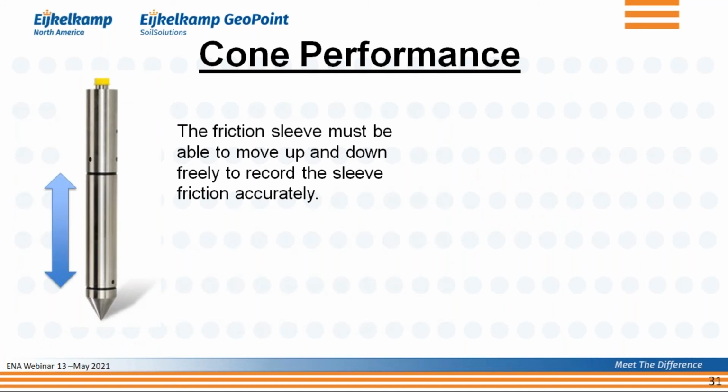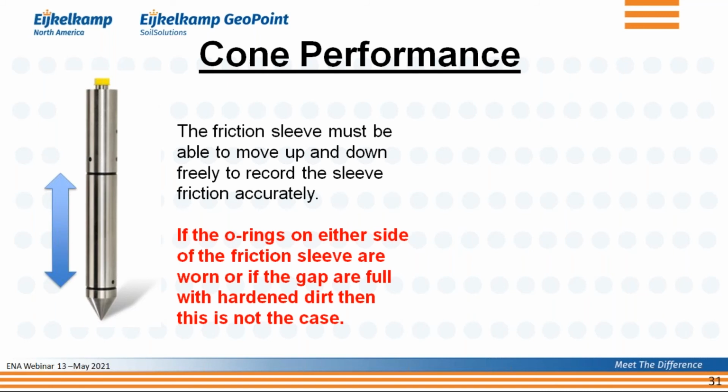Third part, as we keep moving up the cone, the friction sleeve. And the friction sleeve, for it to function properly, needs to be able to move up and down freely. Only then can it record the sleeve friction accurately. It means that the O-rings on either side of the friction sleeve must be flexible enough that the friction sleeve can move up and down. And if there's dirt in those gaps where those O-rings are, and that is dried out, caked up, then that friction sleeve can no longer move. And therefore, you don't measure your friction accurately.